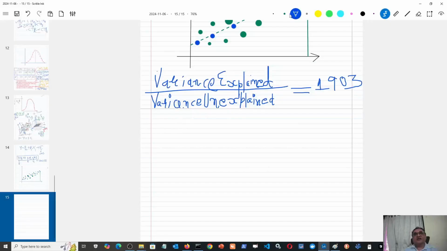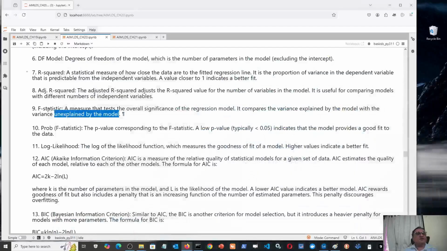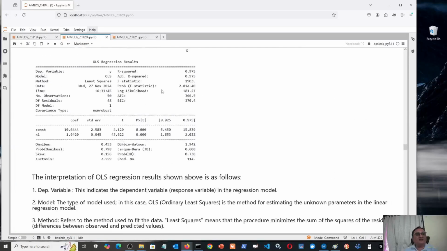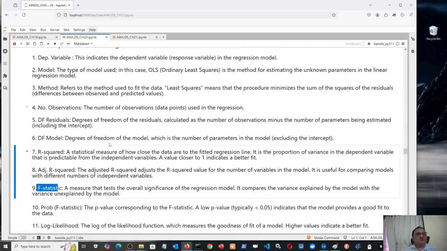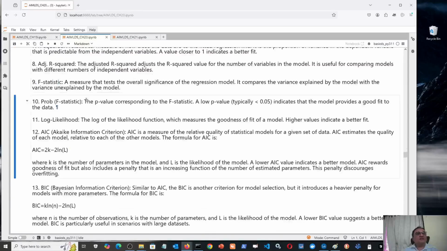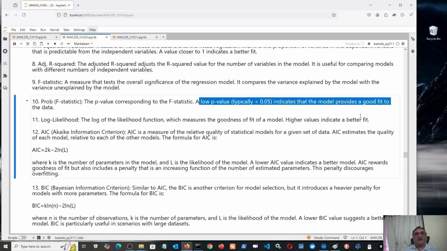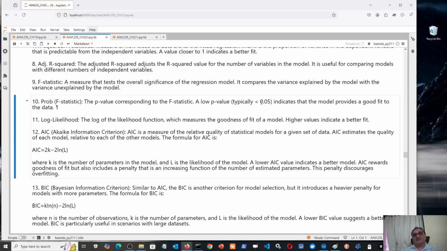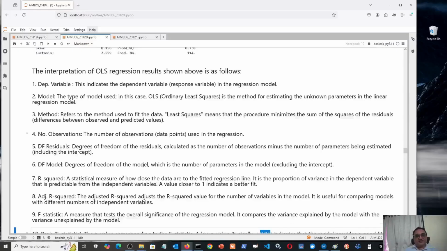So clearly the majority of the variance in my data is explained. The explained variance is 2000 times the unexplained variance. That is what the F statistic measures. So the F statistic is nearly 2000, and it should be as high as possible. The probability of the F statistic should be low, and here it is coming out to be this much. The probability of the F statistic is the p-value corresponding to the F statistic, and a low p-value indicates that the model provides a good fit. Low is typically less than 0.05, but as I said earlier, if it is healthcare or finance or that kind of critical application, then it can be less than 0.01 also.